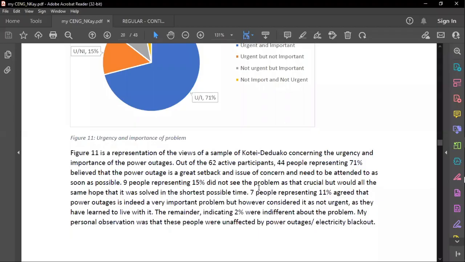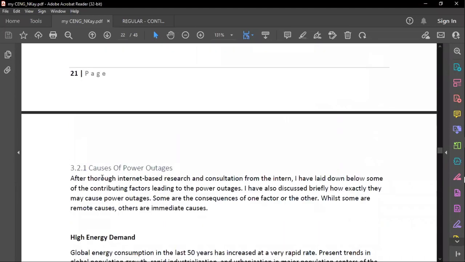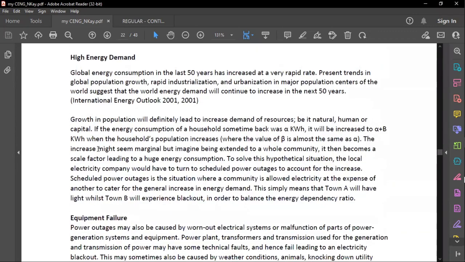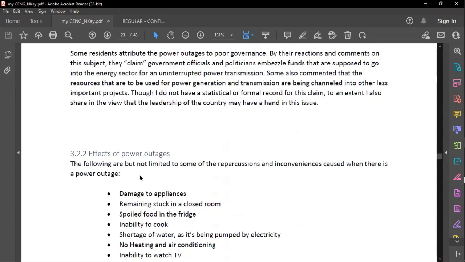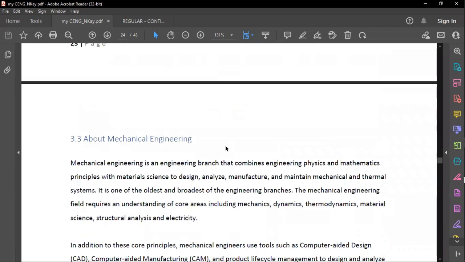after he was done with the nature and characteristics of the problem, when he stated the causes and effects, so causes of power outages, this is the topic, he explained each point. It's very important to explain each point relating to your community. Do you get it? It should be related to your community. And then he discussed the effects of the power outages. The next thing he did was he wrote about his program of study, which is mechanical engineering. So the next thing you would do is to write about your program of study.